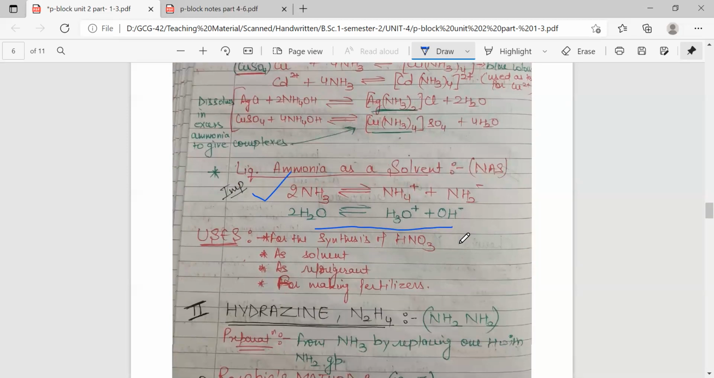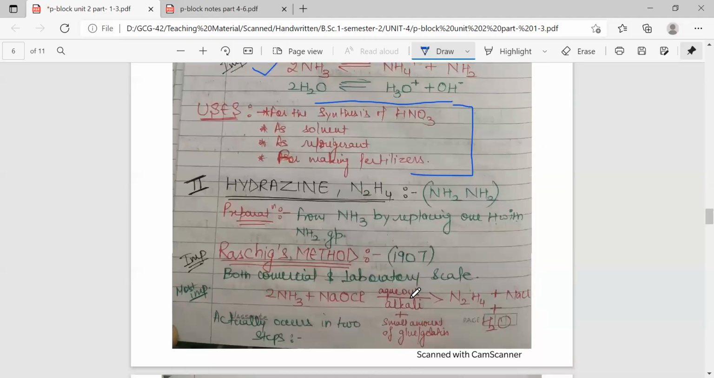Now coming to the uses, it is used for the synthesis of HNO3. As I have discussed, it is an important reactant in the Ostwald reaction. It is widely used as a non-aqueous solvent, widely used as a refrigerant, and also used for making fertilizer. So ammonia is highly useful in many industries. The next compound of nitrogen which we are going to discuss in detail is hydrazine. The formula is N2H4. It is prepared from ammonia only, by replacing one of the hydrogens with an NH2 group.